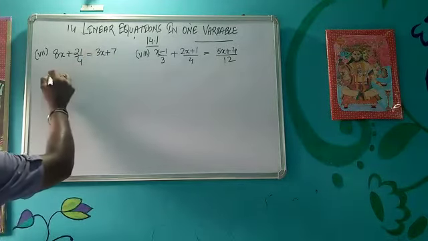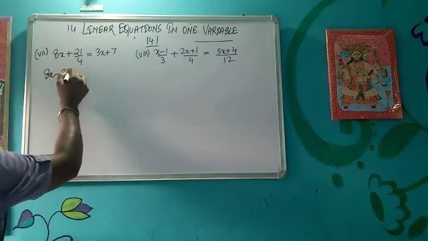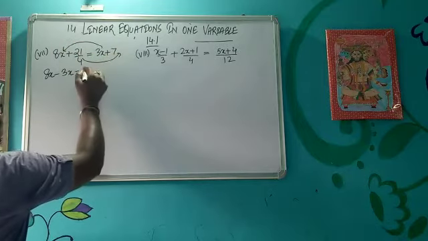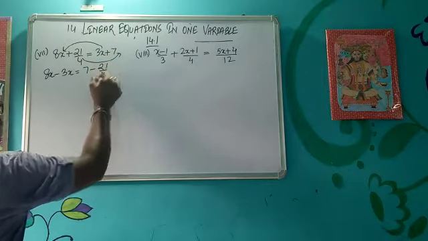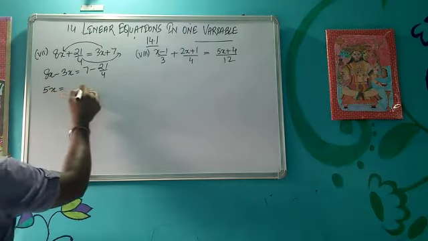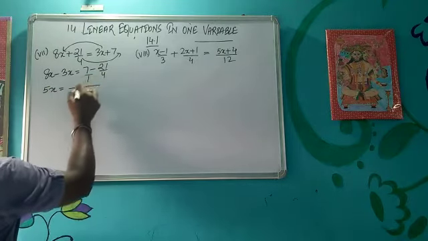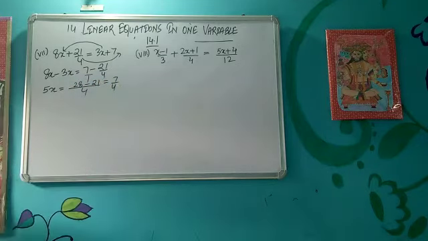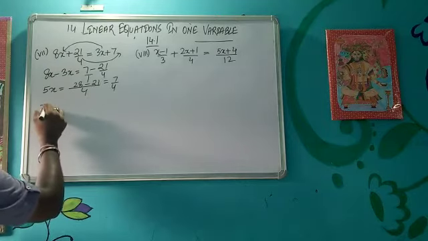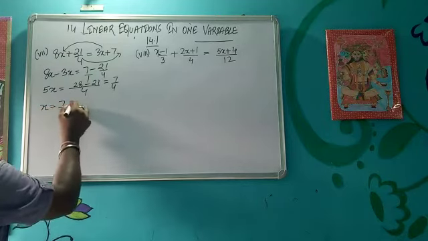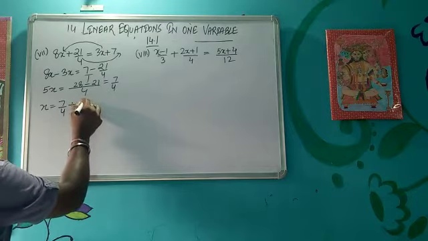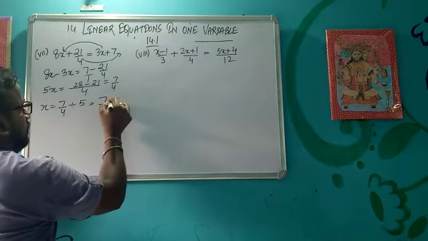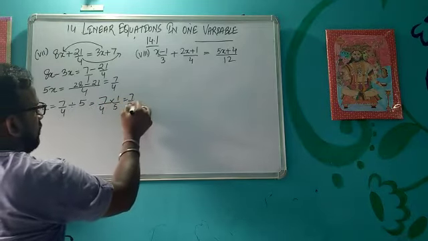So I will bring this 3x here, 8x minus 3x, and this 21 upon 4 will come here, 7 minus 21 upon 4. So it is 5x, then we will take the LCM, 28 minus 21, that is 7 upon 4. So what is my x? x is 7 upon 4 divided by 5. So that will give you 7 upon 4 into 1 upon 5, that is 7 upon 20.